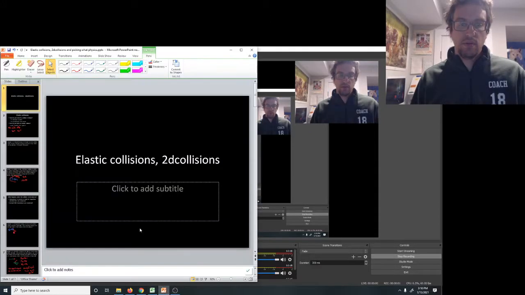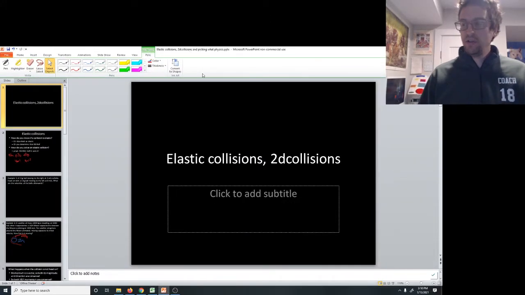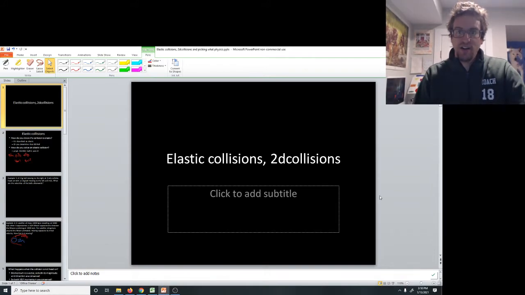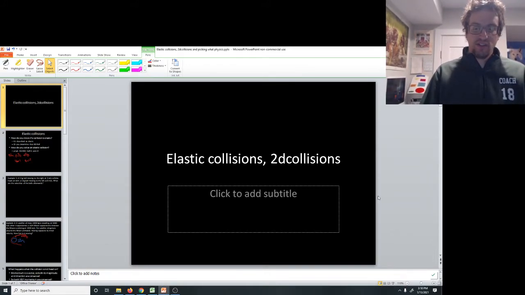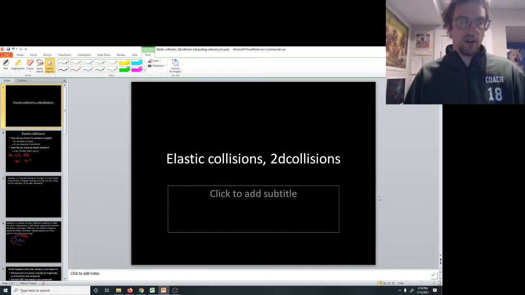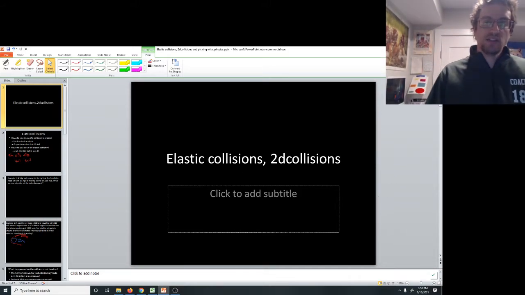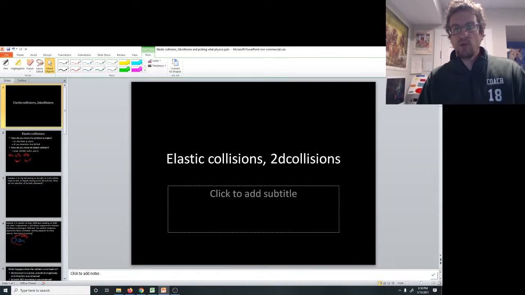All right, so this is elastic collisions and 2D collisions. Just going to give a little bit of an overview of the lecture we did today. I'll probably go a little quick through this. But basically, we talked about inelastic collisions last time in one dimension. Now we're doing elastic collisions and 2D collisions.